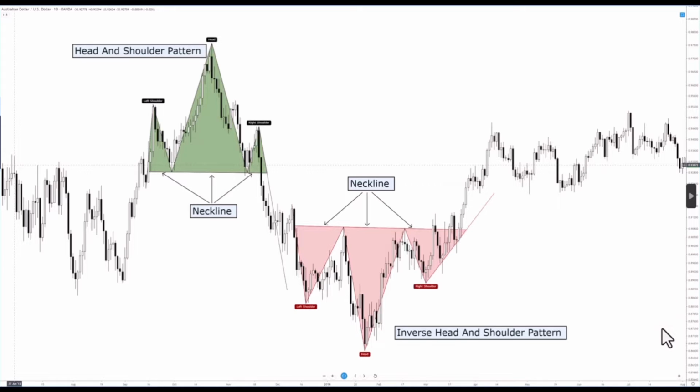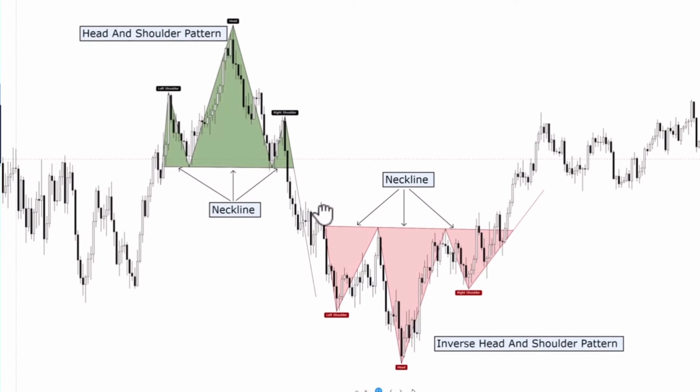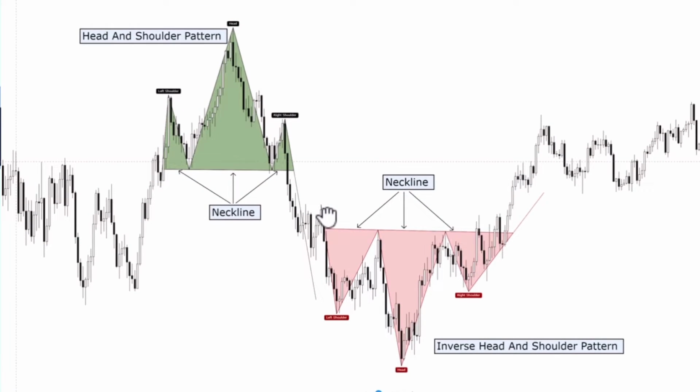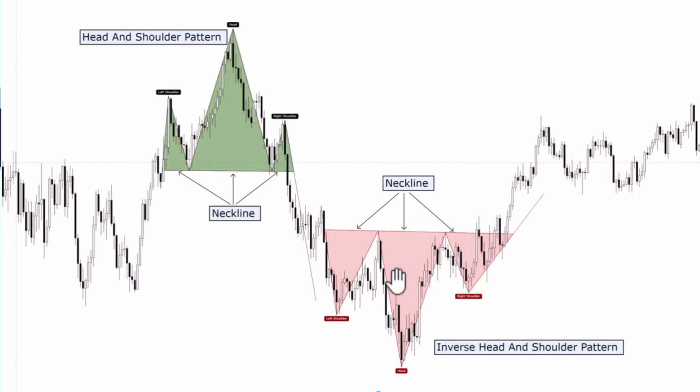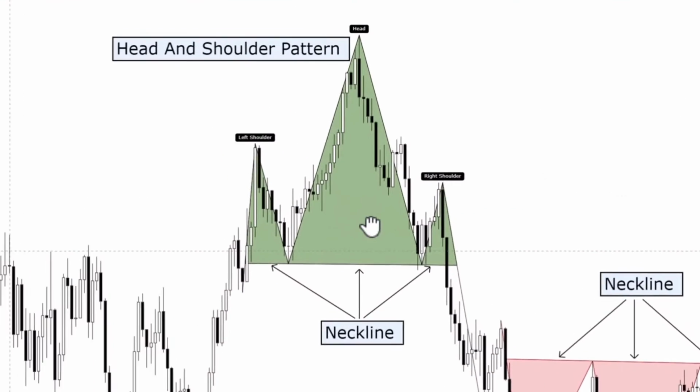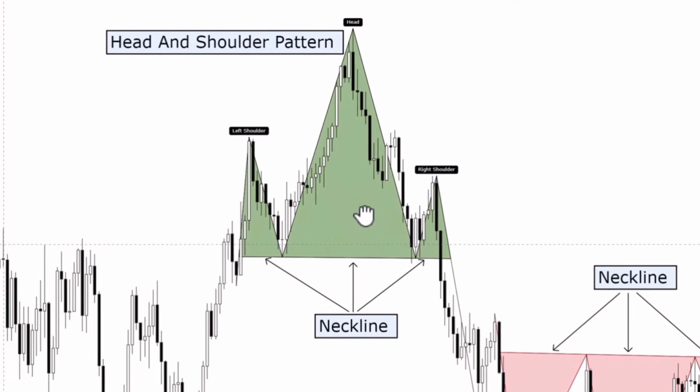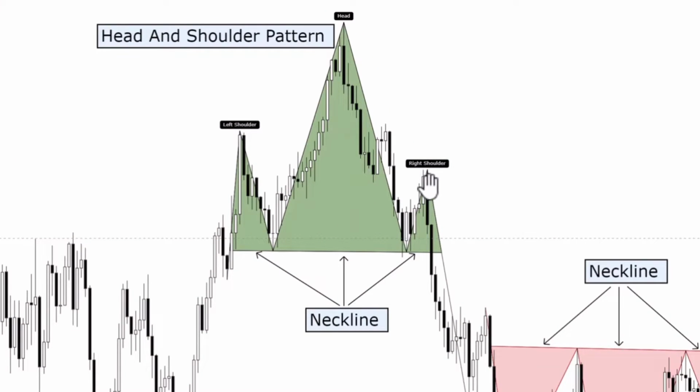The very first and well-known one is head and shoulders. The head and shoulders pattern is a popular reversal pattern that indicates a potential trend reversal from bullish to bearish. The pattern is formed when a stock, crypto asset, or security price rises to a peak and then drops, followed by a higher peak and another drop, creating a shape that looks like a head and two shoulders.